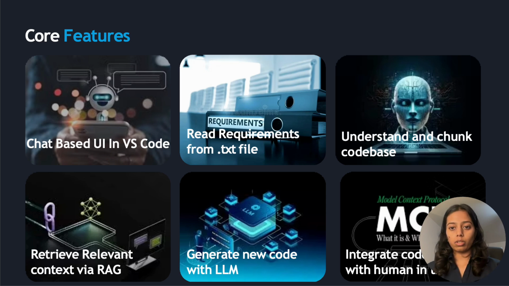We then use large language models to generate new code suggestions tailored to the retrieved context. And finally, we use the MCP tools to insert or update this code directly into the workspace while leaving potentially risky actions like deletions or overrides to the developers via human in the loop approvals. So yeah, these are the six core features of our extension.